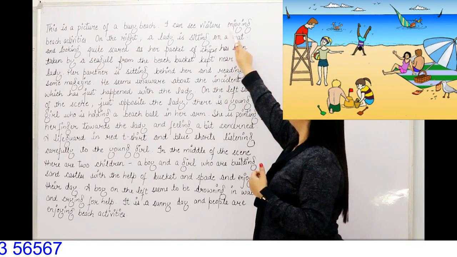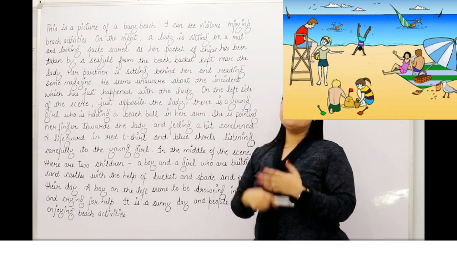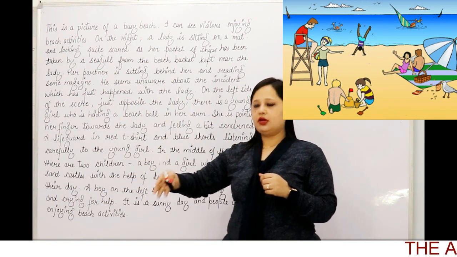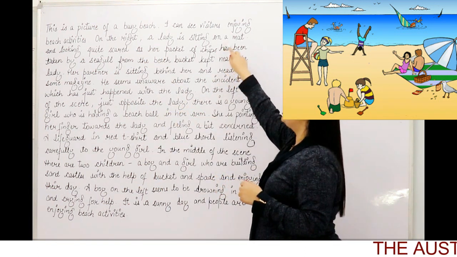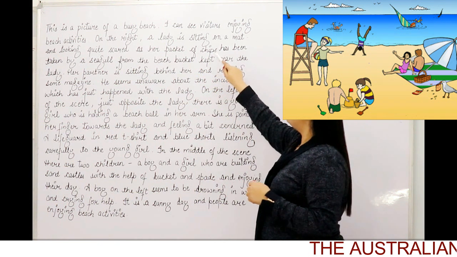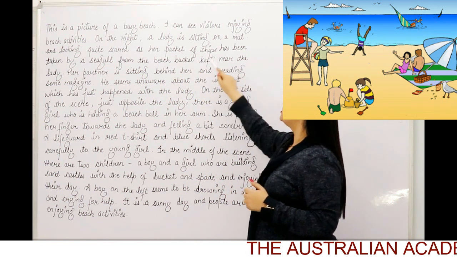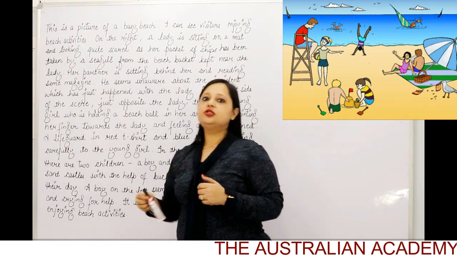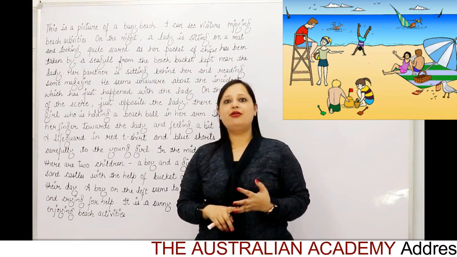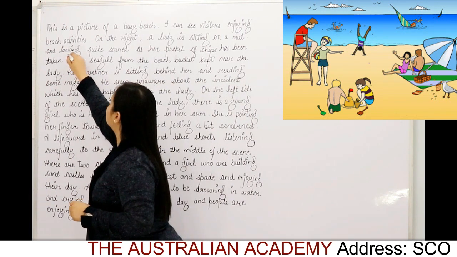I can see visitors enjoying beach activities. So there are many people who are enjoying various beach activities. On the right, that is on the right of the picture, okay? And on the right, a lady is sitting on a mat and looking quite scared, as her packet of chips has been taken by a seagull from the beach bucket kept near the lady, right? If I am going to explain that, we have to speak in present continuous tense.